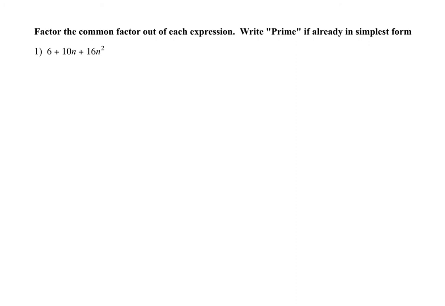What can we factor out of this? So the only thing we can do is a 2, actually. If we had any variables that we could get out of it, we would take those out as well, but we don't, so we just take our 2 out. And so you're going to put the 2 on the outside. You're going to have 3 plus 5n plus 8n squared. And that is your answer. All right, that is your answer. Divide everything by the 2 that comes out of it.